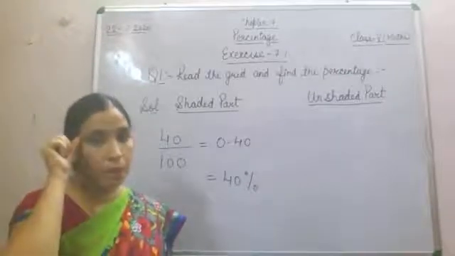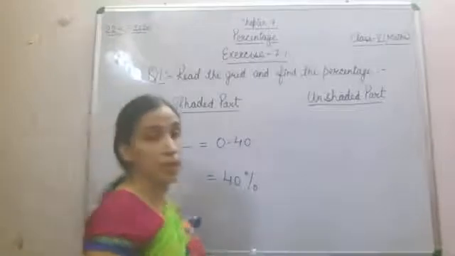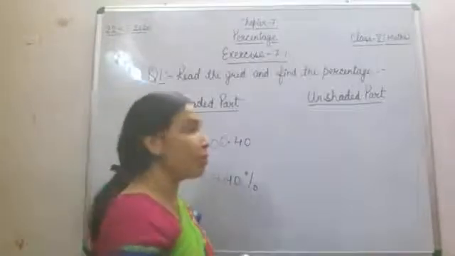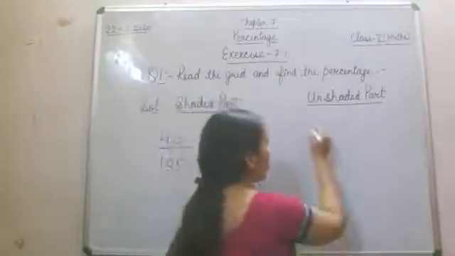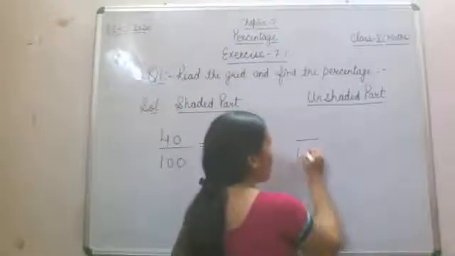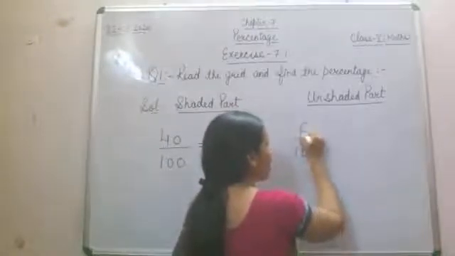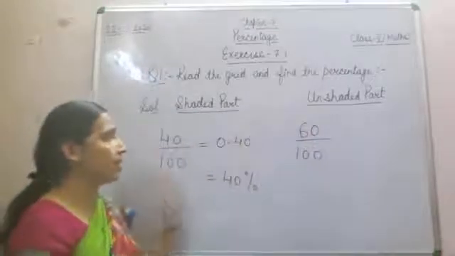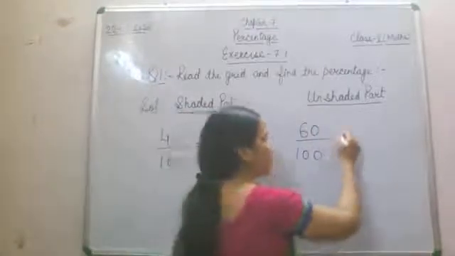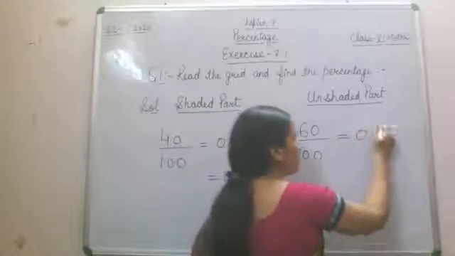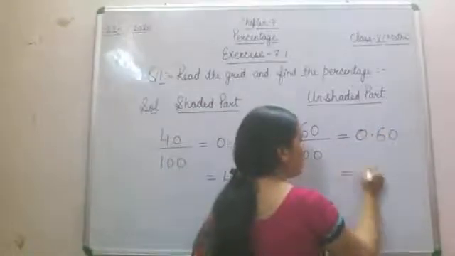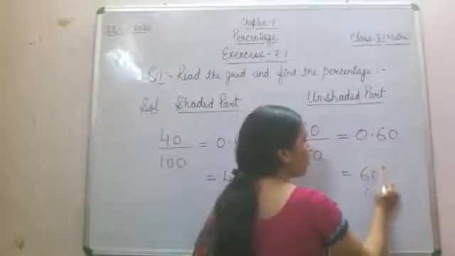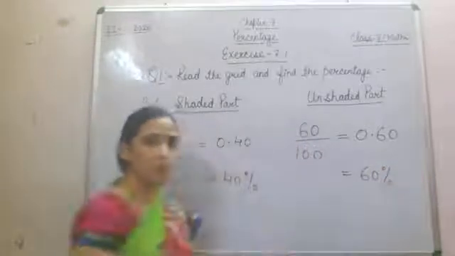Now the next part of this question is the unshaded part. Here you have to find out how much of that fraction is unshaded. So from 100, if 40 is shaded, then 60 will be unshaded. So we will change it into a decimal and after that we will write it as a percentage, 60%.